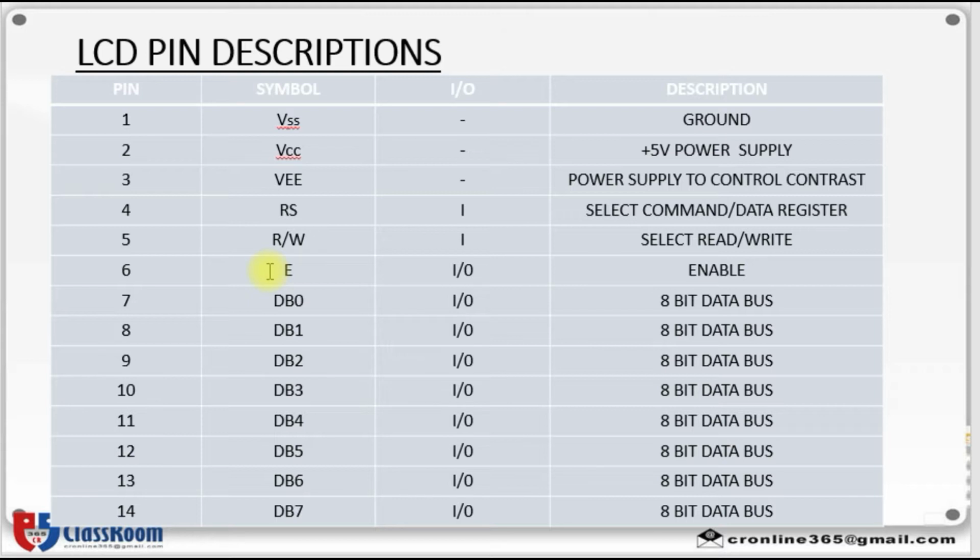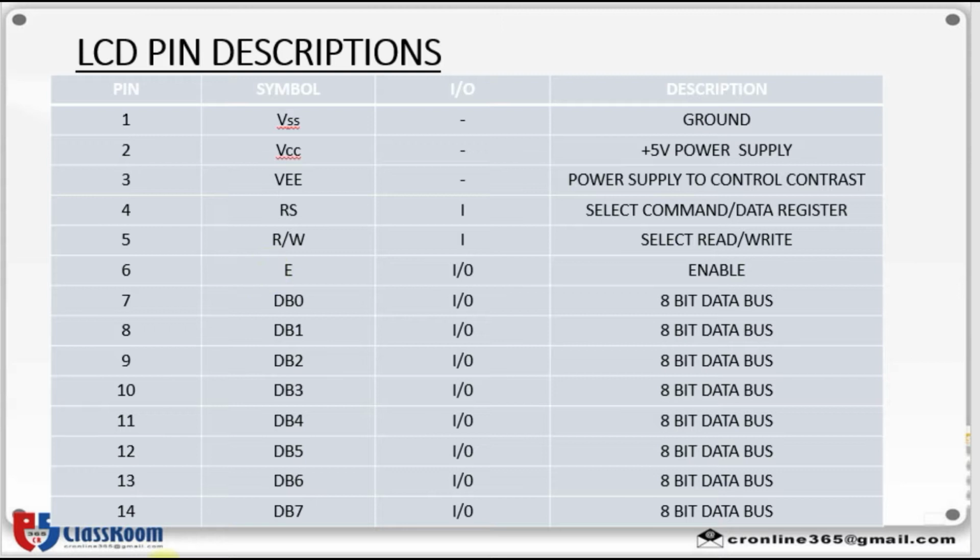E means enable. The enable pin is used by the LCD to latch information presented to its data pins. When data is applied to data pins, a high to low pulse, that means 1 to 0 pulse, must be applied to this pin in order for the LCD to latch the data present to the data pins. So, E is an important pin for LCD.